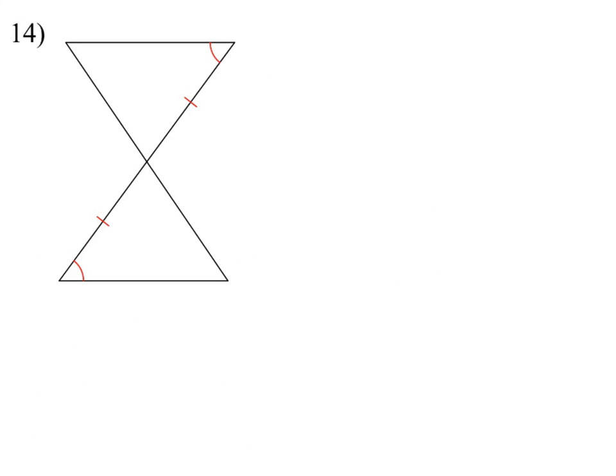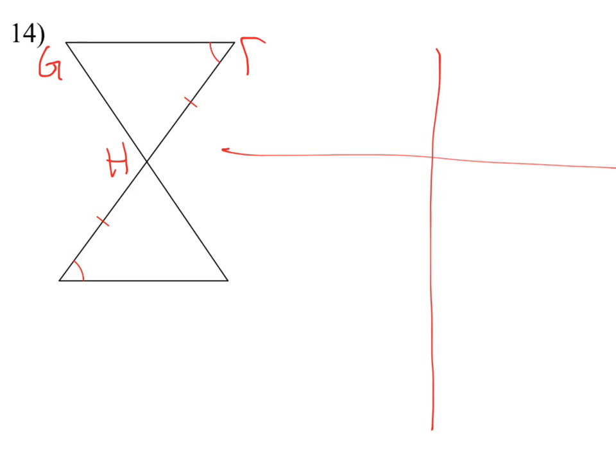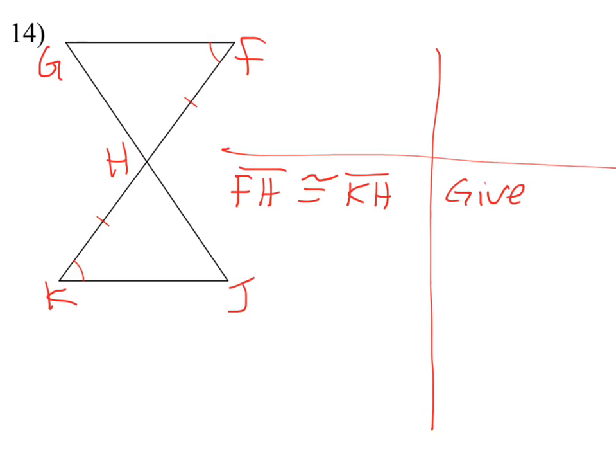That brings us to the next section. Again, we need two columns. And we need to label stuff. So let's make this middle one called H. And then we got G and F and J and K. So now I can start adding stuff. Like I know these sides are congruent. So FH and KH are congruent to each other. And that's a given because it's already marked for us.